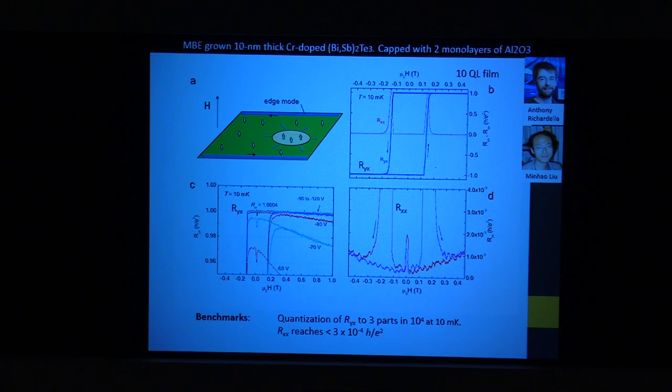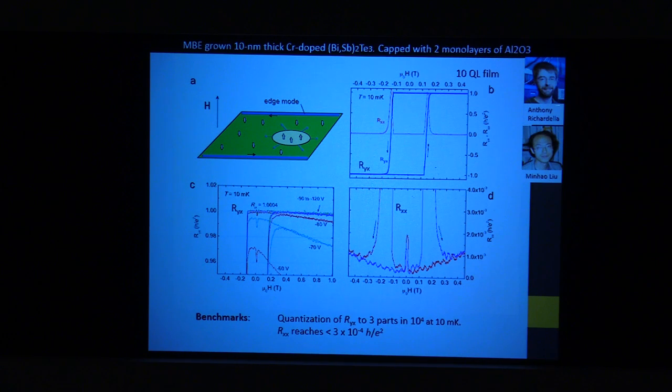Right, so aluminum will cap the layers, and the moment you expose it to air, it turns to aluminum oxide, which is the best insulating material in the world, right? So aluminum oxide then acts as the cap, and once we realized that, Tony could grow beautiful films, and these are now quantized to a degree much better than the Chinese scientists. So I just want to show you some benchmarks. The films now are 10 quintuple layers thick, that means 10 unit cells of these bismuth telluride layers, as opposed to 5 in the Chinese samples.